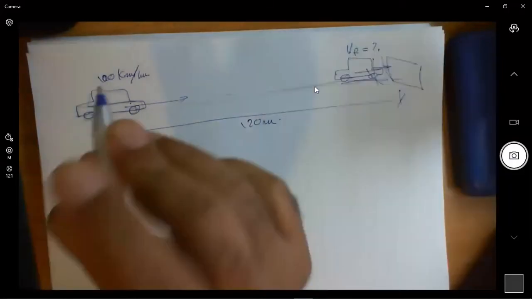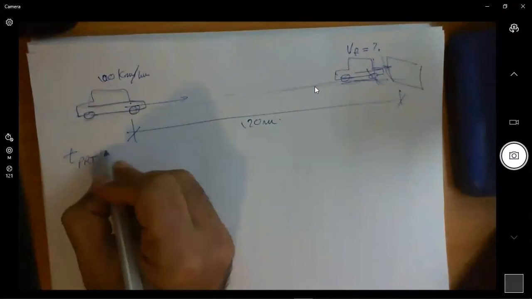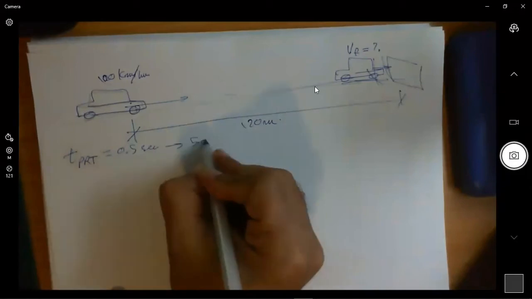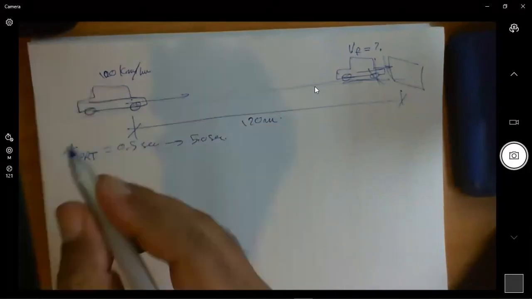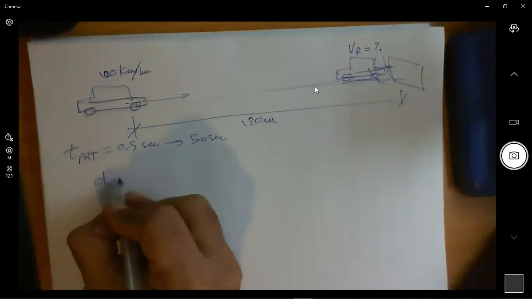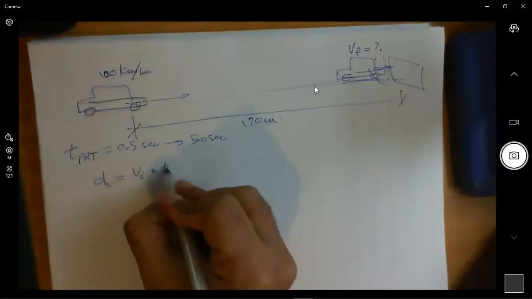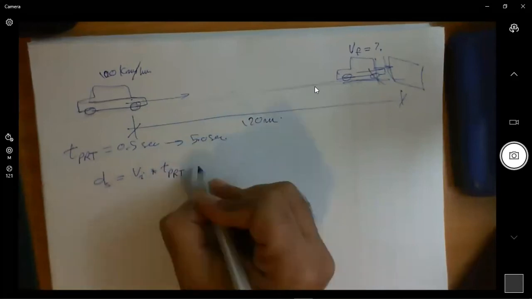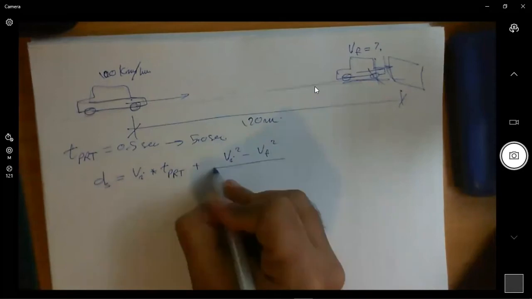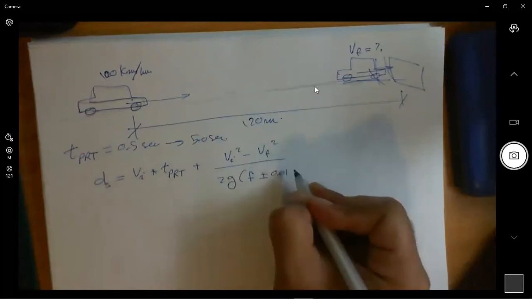But he gave us different values for T, P, R, T. It says, plot the values for 0.5 seconds to 5.0 seconds. So let's try to solve it. Here we have stopping distance equals V initial multiplied by T_PRT, plus V initial squared minus V final squared divided by 2 G F, plus or minus 0.01 G percent.